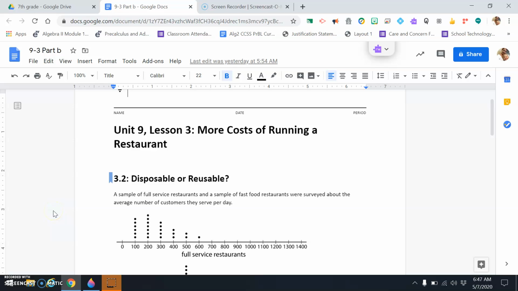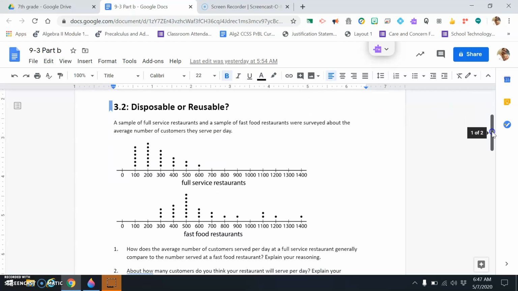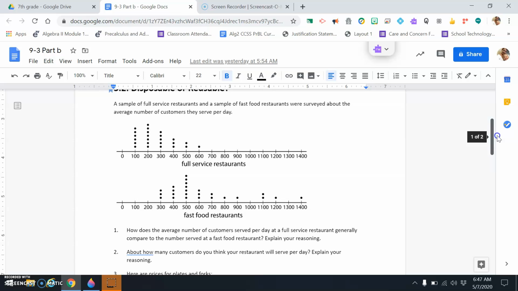Alright, welcome to Unit 9, Lesson 3, More Cost of Running a Restaurant. So first section we're going to talk about for question 1 and question 2 is going to deal with these graphs right here. And on these graphs we're going to talk about a sample of full service restaurants and a sample of fast food restaurants.